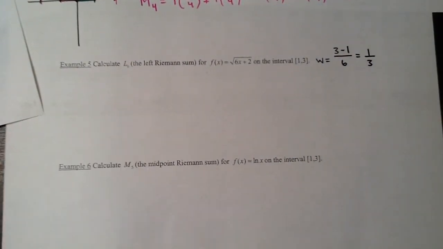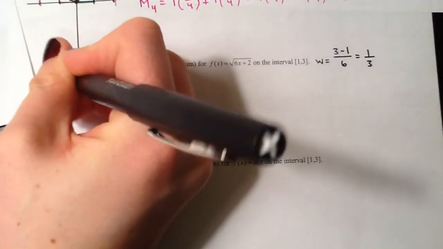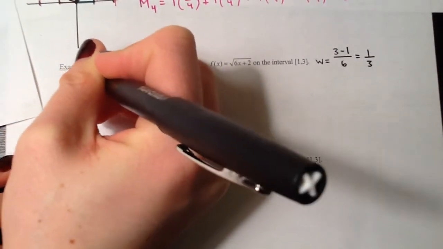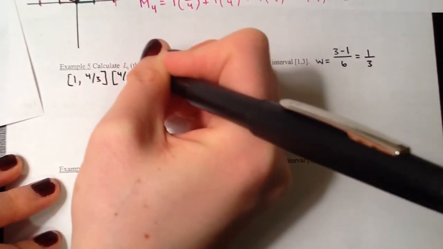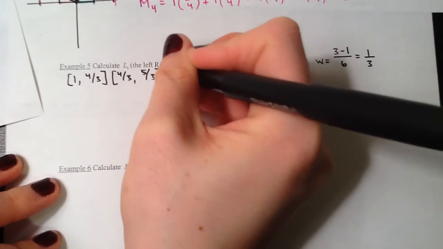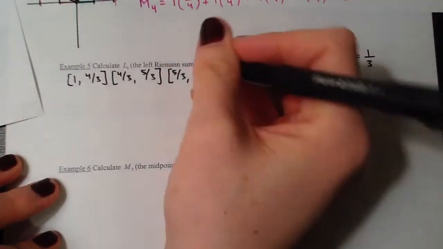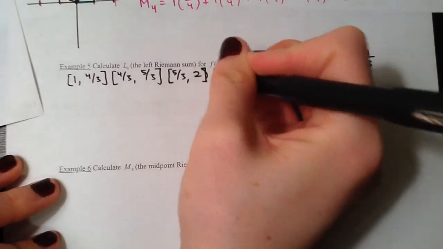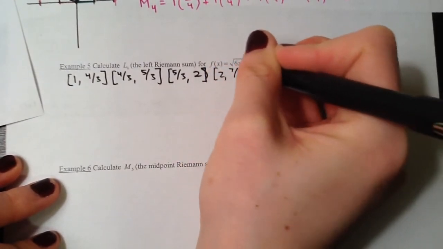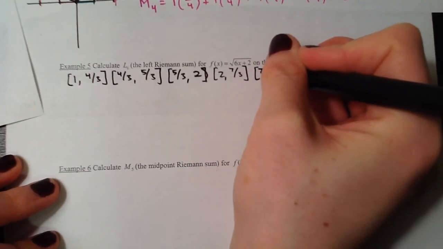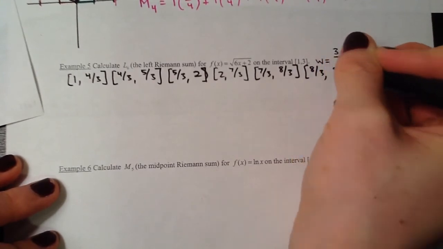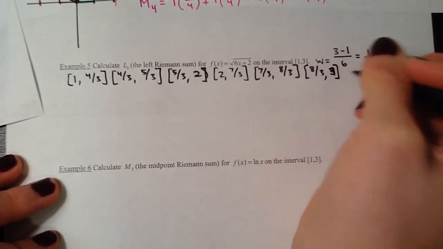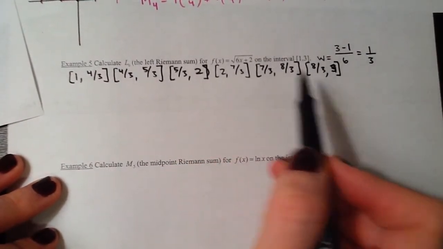So that's not on the screen. There we go. Okay, so we've got 6 different subintervals. First we have the interval from 1 to 1 1/3. Then from 1 1/3 to 1 2/3, from 1 2/3 to 2, from 2 to 2 1/3, from 2 1/3 to 2 2/3, and then finally from 2 2/3 to 3. So we've got the 6 different subintervals.